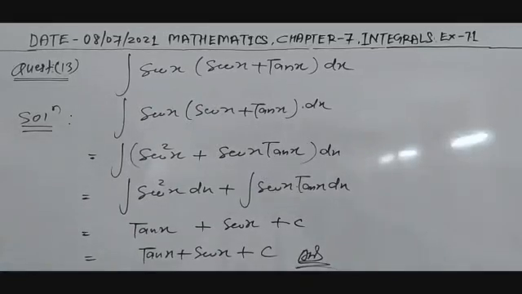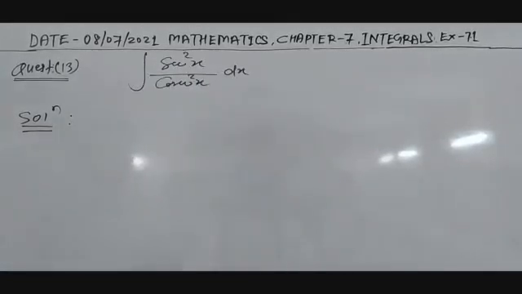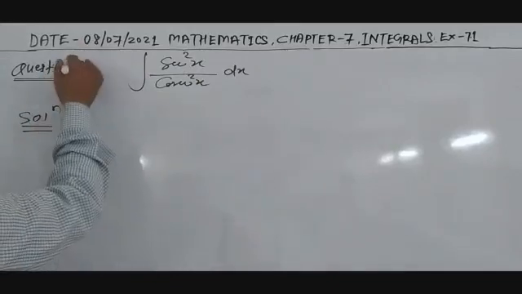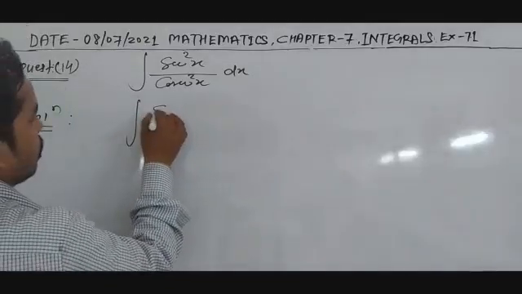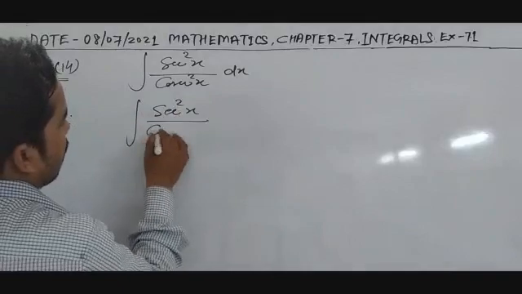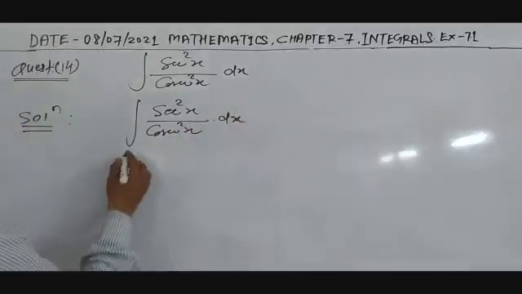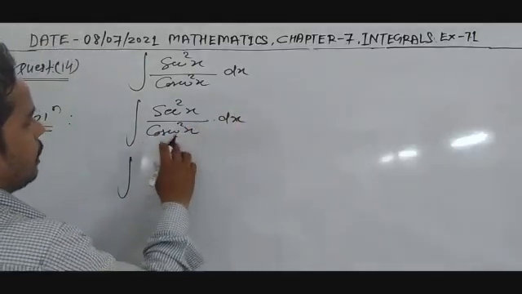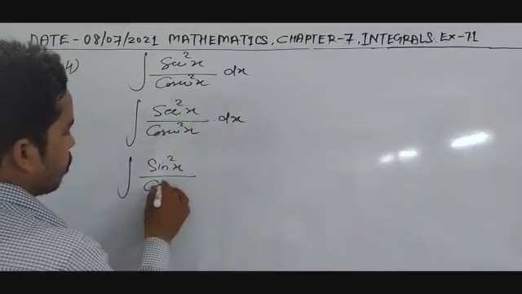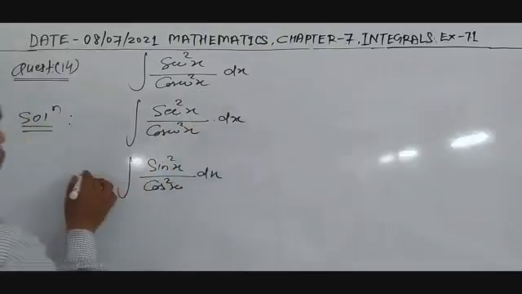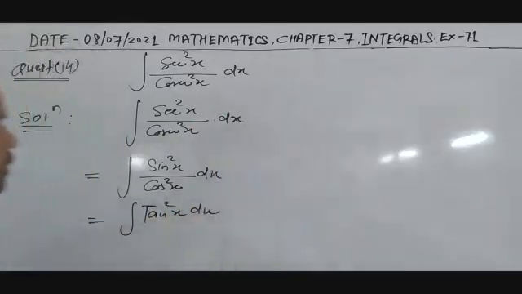Now come to the next question. Question number 14 is integration over sec square x upon cosec square x. So write the function, sec square x upon cosec square x dx. Now reciprocal its part means cosec square x will be in numerator, result will be sin square x, and sec square x in denominator, result will be cos square x dx. Now you can write this is tan square x dx.